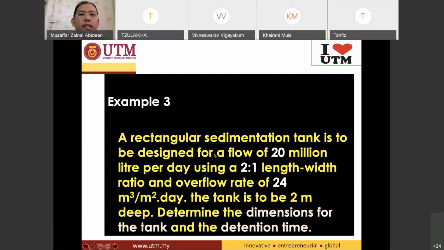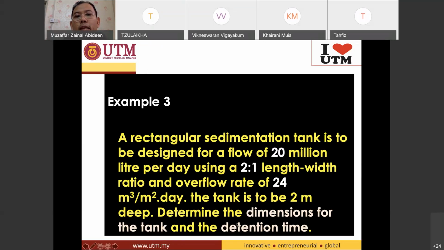So look at the question. A rectangular sedimentation tank. Okay, it's not a round type, it's a rectangular type. It is to be designed with a flow of 20 million liter per day. Flow means this is the Q. Q is equal to 20 million liter per day, using a 2:1 length to width ratio and an overflow rate of 20 meter cube per meter squared per day. If you cancel the units, it becomes 24 meter per day. It's the same. The tank has to be 2 meters deep. Determine the dimension of the tank and the detention time.